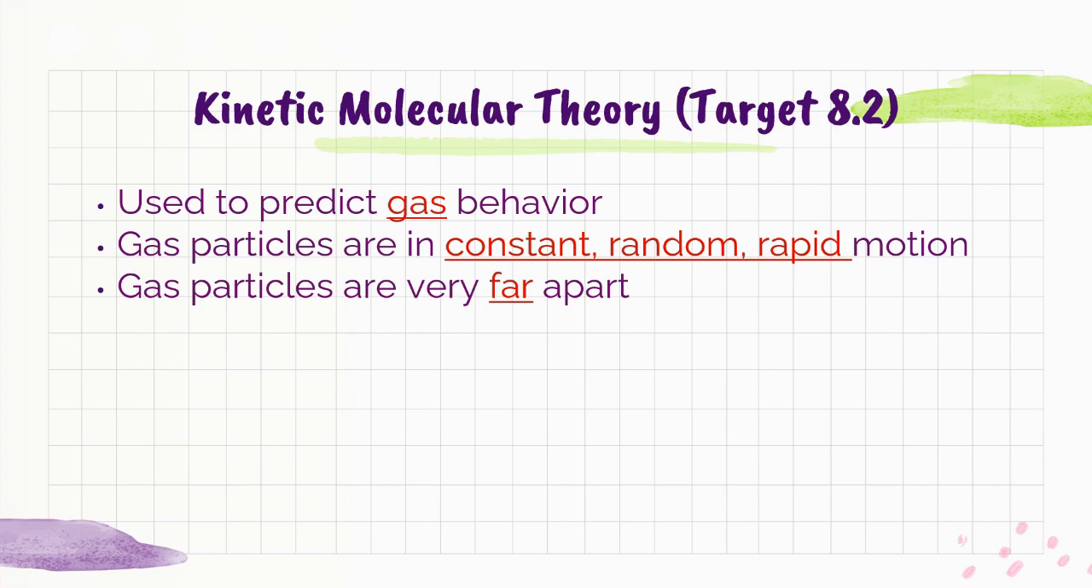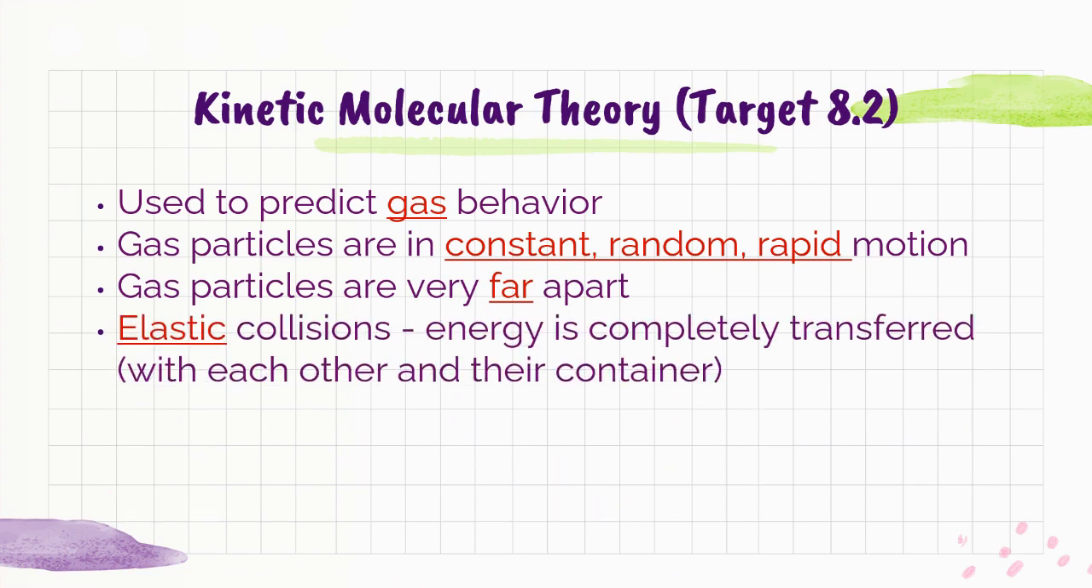Now, the last piece of this theory says that gas particles, since they're constantly moving, are going to run into the sides of the container that they're in. They're also going to run into each other. And when they collide with each other or the sides of the container, those collisions are called elastic collisions. What that means is when they run into things, they transfer all of their energy, so that all their energy is given to the particle that they collide with or the side of the container that they hit.